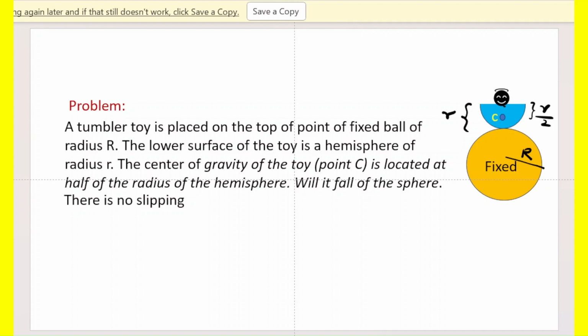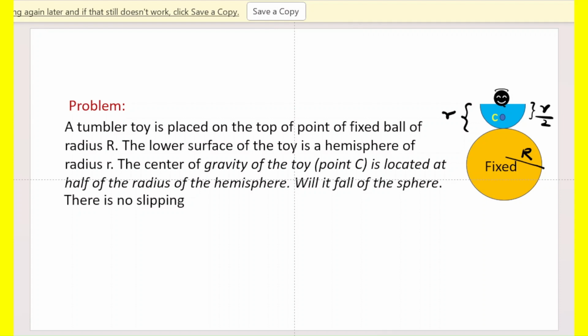A tumbler toy is placed on the top of a fixed ball of radius R. The lower surface of the toy is a hemisphere of radius r. The center of gravity of the toy, point C, is located at half of the radius of the hemisphere. Will it fall off the sphere? The condition given is there is no slipping.